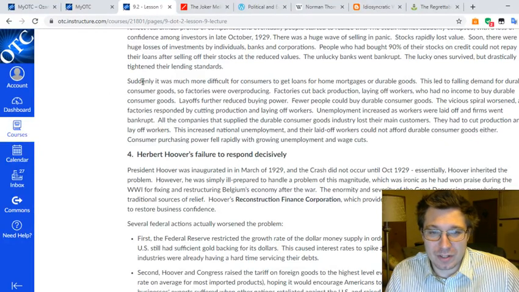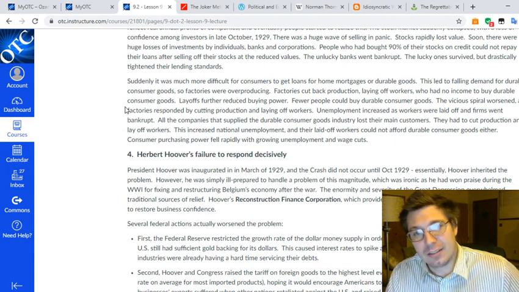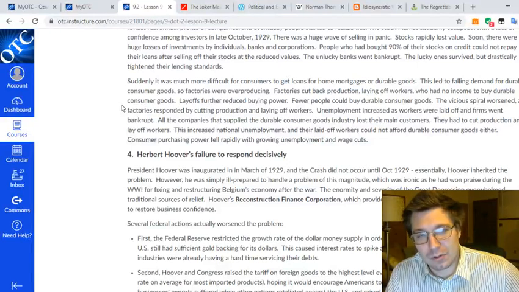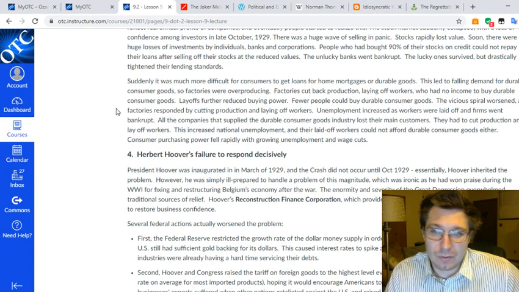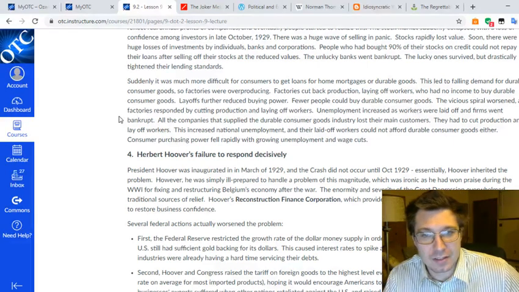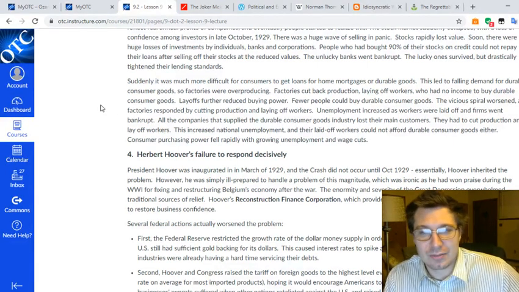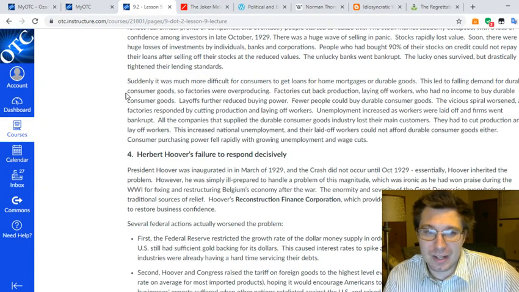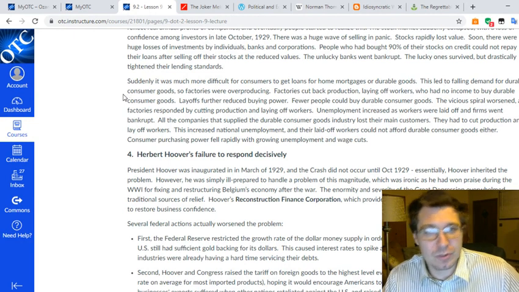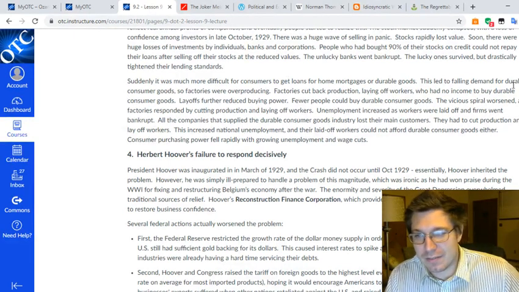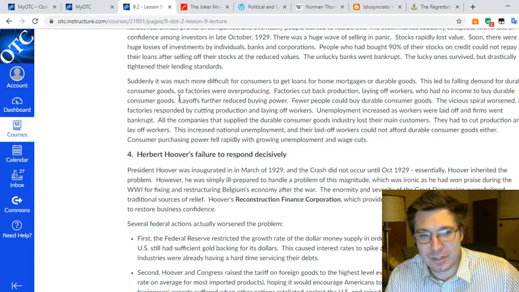And suddenly it was much more difficult for consumers, with legitimate reasons, to take out a loan. It was harder for them to get loans for home mortgages and durable goods. This led to falling demand for those durable goods. So factories suddenly were overproducing these things, so they cut back production, laying off workers who had no income to buy durable goods of their own. So that meant more layoffs, more reduced buying power, and the vicious spiral worsened as factories responded by cutting production and laying off workers even more.